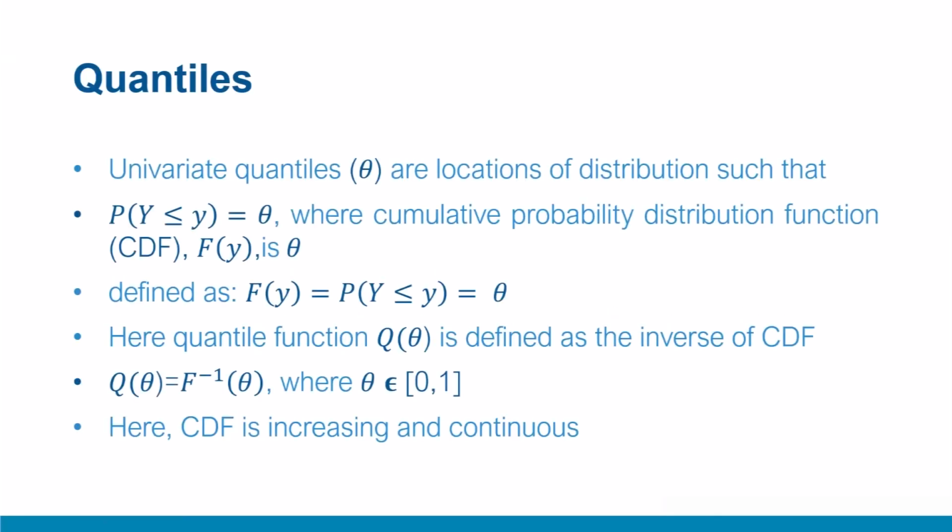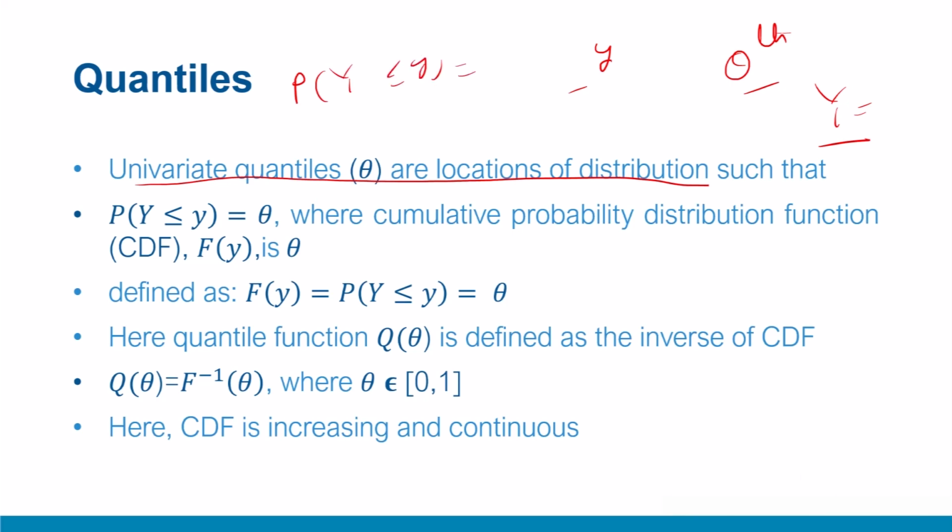Let's start. In very simple terms, univariate quantiles are defined as the location in a distribution such that the cumulative probability corresponding to a quantile is theta. For example, suppose a particular y defines the theta quantile in a distribution of values of y. Now, if I accumulate the probability of all the y values that are less than or equal to y, I get a cumulative probability theta, and that is the reason why y is the theta quantile.